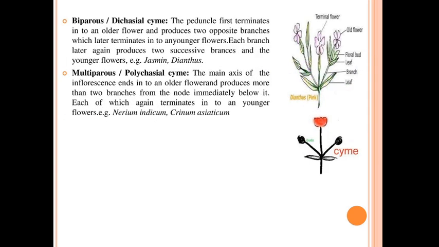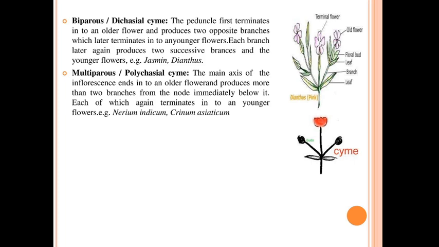Then next we have biparous or dichasial cyme. Here the peduncle is terminated by a flower, so an older flower will be produced there, and on the lower side you have two branches which are formed opposite to each other. Each branch again will produce two successive branches at the lower side. So, dichasial or biparous cyme. Common example that we have seen is jasmine or mogra.